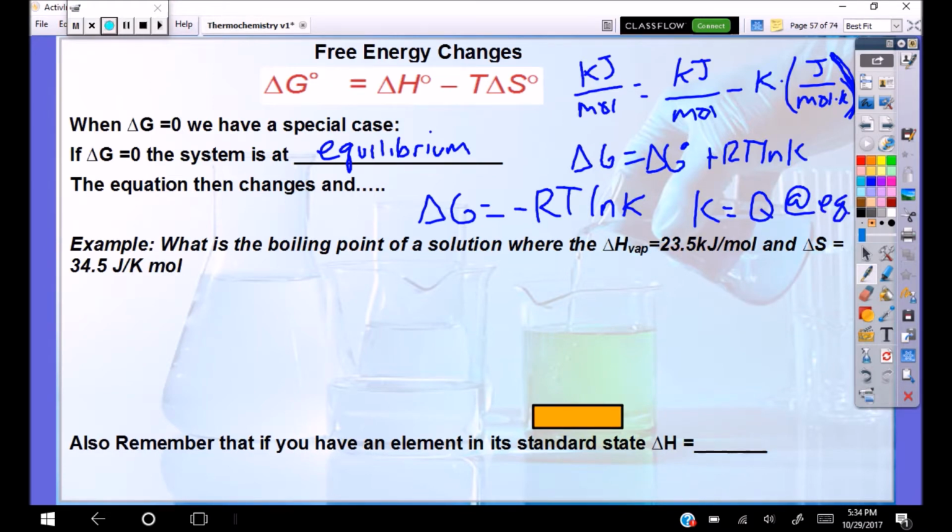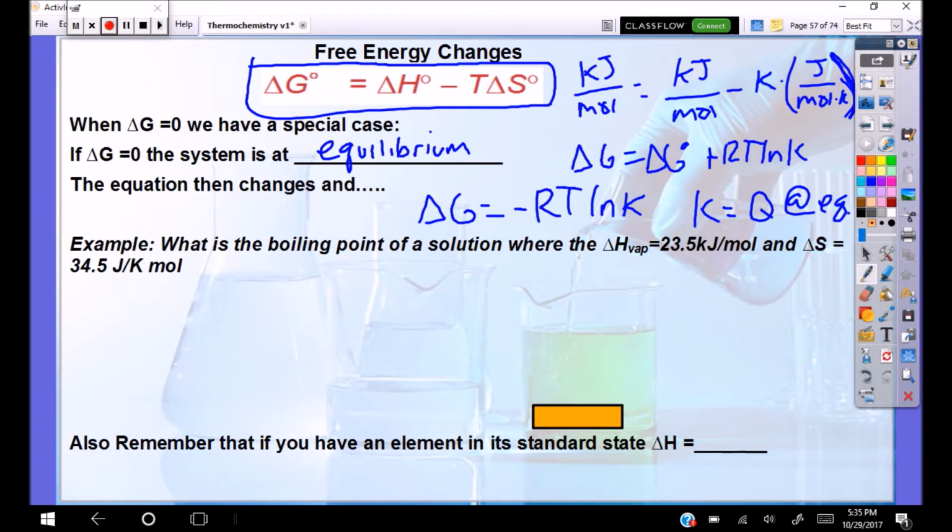So one of the examples we have is they're asking about what is the boiling point of the solution, where the delta H vaporization is 23.5 kilojoules per mole and delta S is 34.5 joules per mole Kelvin. Okay, well they gave us delta H and they give us delta S. We can use this equation up here to solve. We know that when we're looking at the delta H vaporization process, all of the particles are in an equilibrium with each other as they're being converted from liquid to gas, right? Everything's at the same temperature, therefore they're at equilibrium.